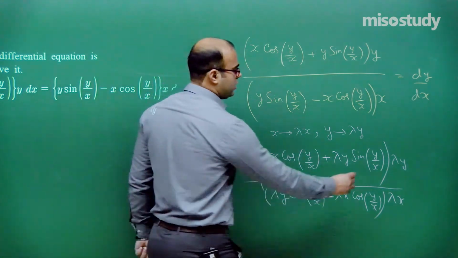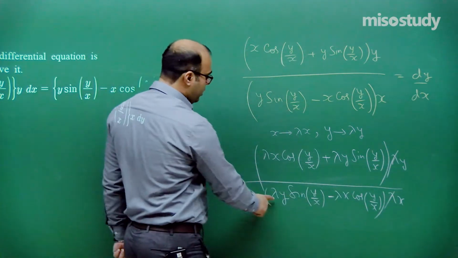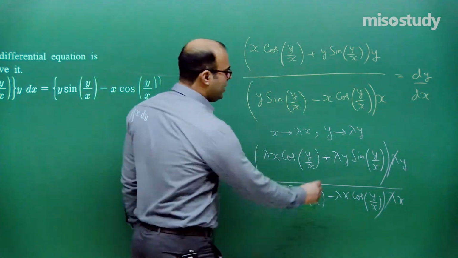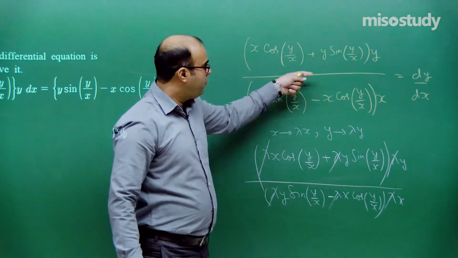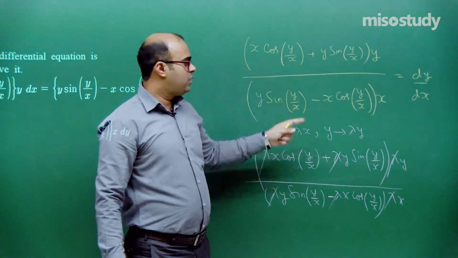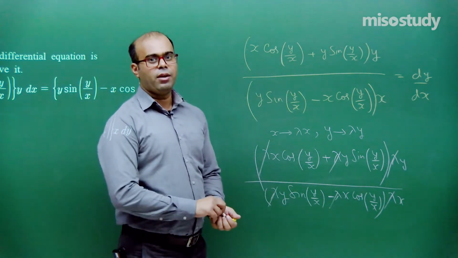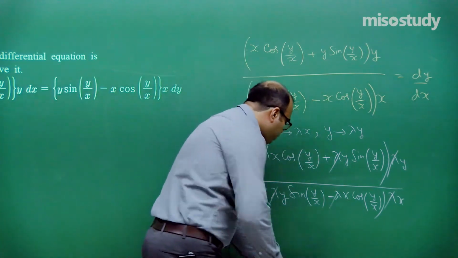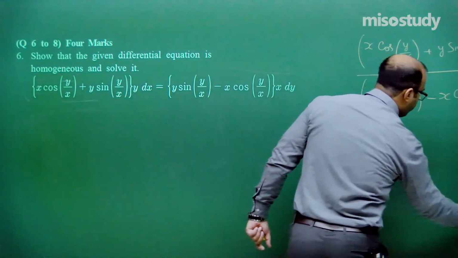So let us see, this lambda will cancel, this lambda and this lambda will come out as common, and that lambda will cancel. So this function is now the same function as this. This function of x and y is equal to lambda to the power 0 function of lambda x comma lambda y. So we can say that this is a homogeneous differential equation.